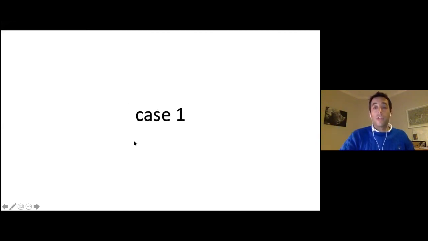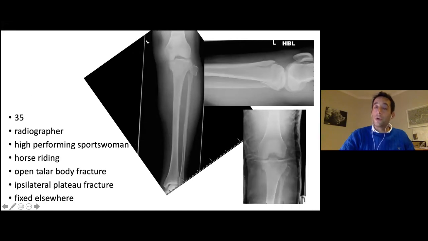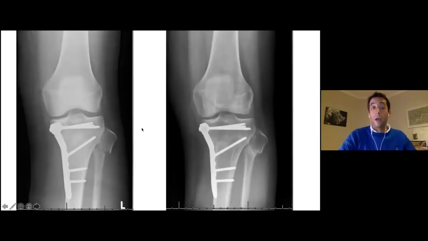So this first case, I'll just show you. This is just a nice example of what I was talking about before. This is actually my radiographer. She's given permission to share these slides. She had a nasty open talar body fracture dislocation, a tibial plateau fracture, and a horse riding accident. It was fixed elsewhere, and she has a malunion of the proximal tibia.